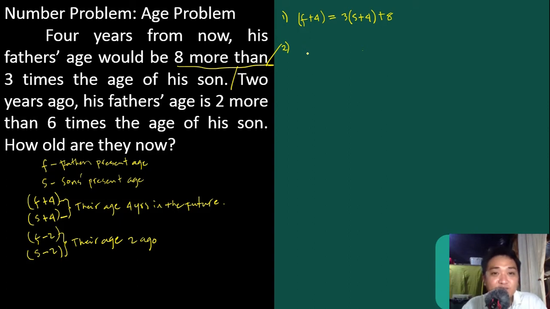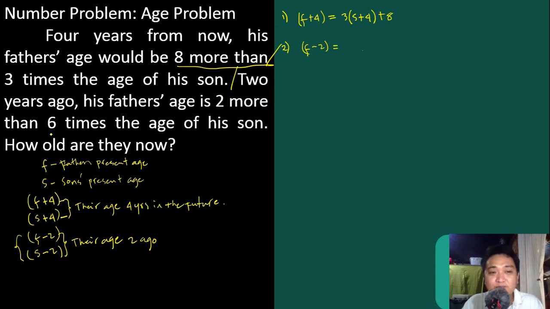Sabi, 2 years ago naman. Ayan. So, we are going to use that. 2 years ago, his father's age, ayan, so his father's age, f minus 2 is equivalent to, so 2 years ago, his father's age is 2 more than 6 times the age of his son.